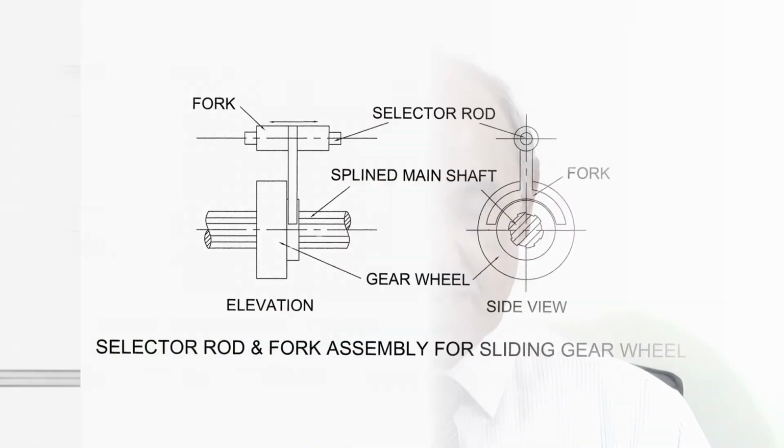The part of selector mechanism that causes the pushing of gear wheels on main shaft is fork. The number of forks depend upon the number of gear wheels to be moved on main shaft. The following diagram presents the application of fork. Referring to the diagram, you may notice the modification done in gear wheel. This has to be done to accommodate the fork.